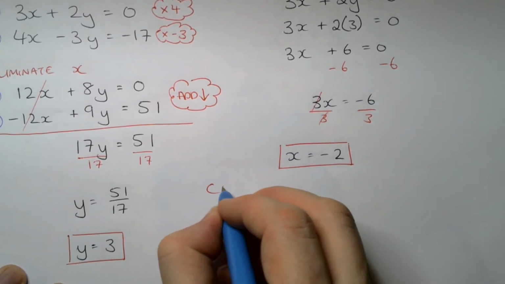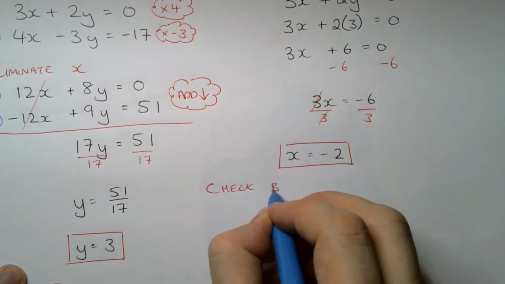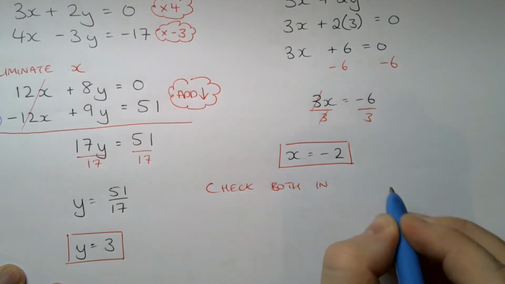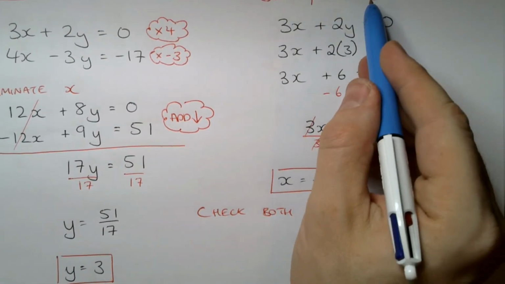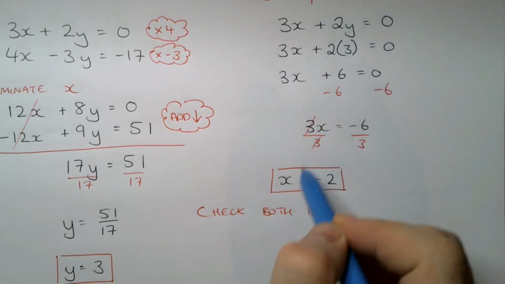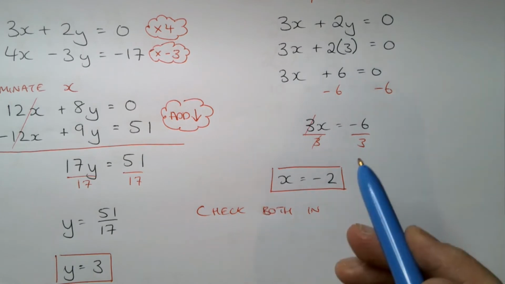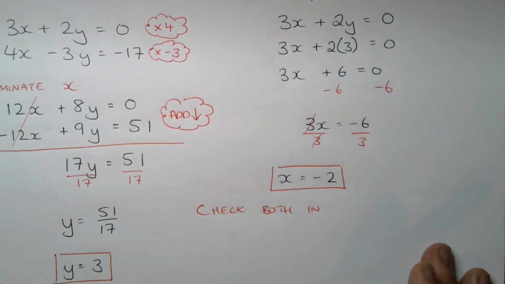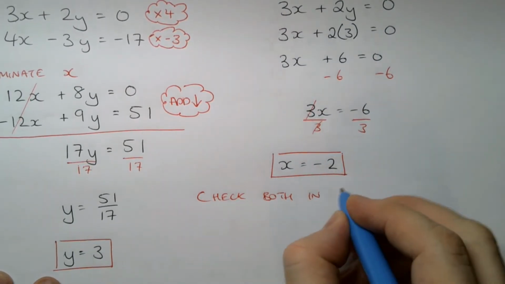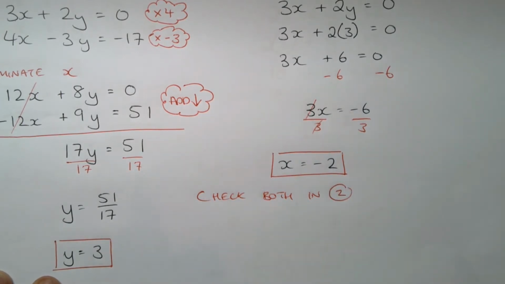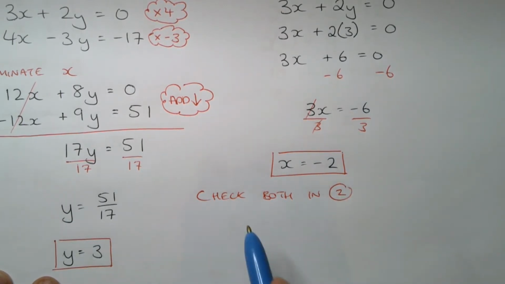Now, I'm not sure I'm right or I'm done, so I'm going to do a check. I'm going to check both x and y in the other equation. So if I subbed it into this one, I check it in the other one. The reason for that is if you sub it back into the first one and you've made a mistake, you'll end up getting the same answer that you got, which will make you think you're right, but actually you could be wrong. So always sub it into the other equation. So check both in number 2.